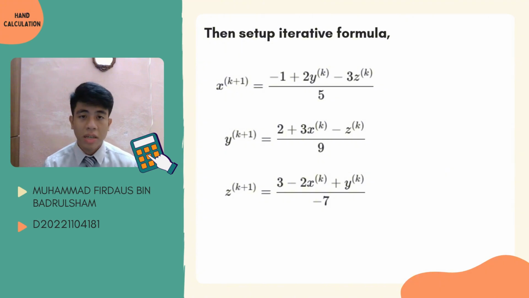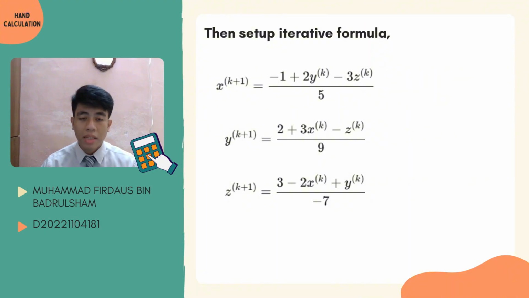After we rearrange the unknowns as the subject, we need to follow the iterative formula setup. So for the first equation, x k plus 1 equals negative 1 plus 2yk minus 3zk over 5. For the second equation, y k plus 1 equals 2 plus 3xk minus zk over 9. And for the last equation, z k plus 1 equals 3 minus 2xk plus yk over negative 7.